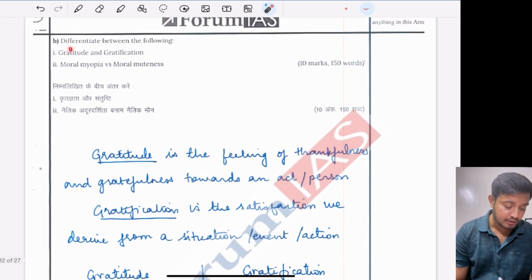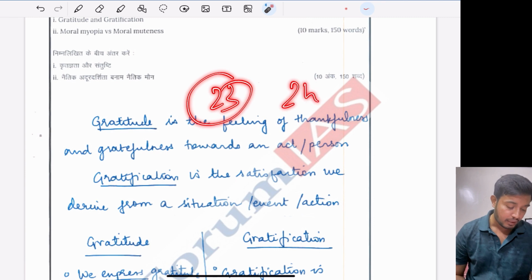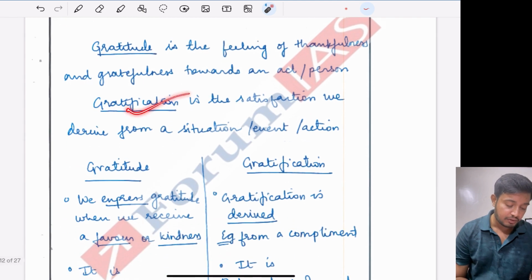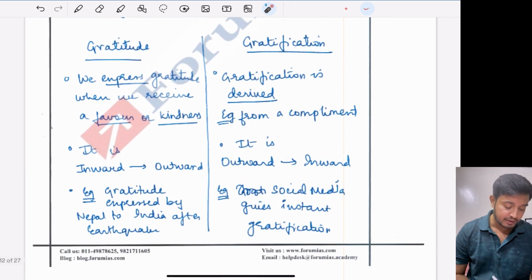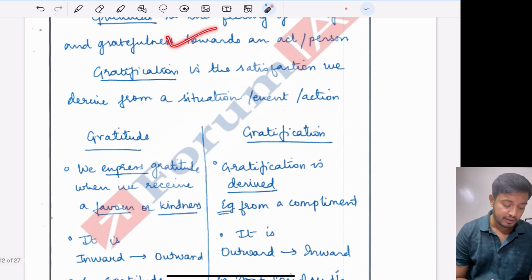So basically this is on the 2022 pattern only. They're talking about differentiating between gratitude and gratification, myopia and moral muteness. Such kind of concepts can come. In 23 they did not come, but they can always come in 24. So keep looking out for them. Gratitude she defined, gratification she defined. The only thing is she didn't straight away give an example here itself, but at the end anyways she gave an example. But you can always improve. Whenever you are writing a definition, straight away give an example. Here an example, here an example.